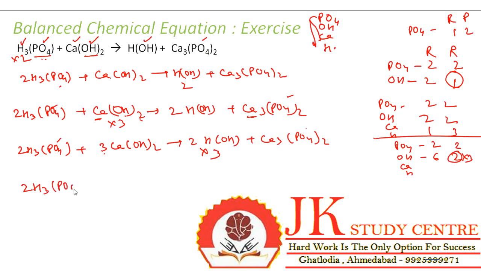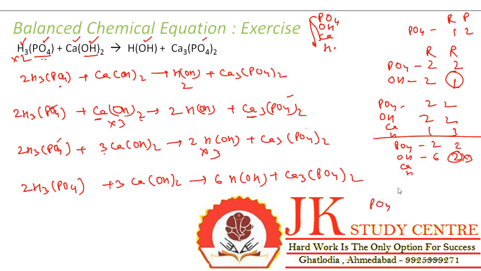So now you get 2H3PO4 plus 3 calcium hydroxide is equal to 6 HOH plus Ca3(PO4)2. Now let's again see the balance thing. So we have PO4, OH, calcium and hydrogen, and we have reactant and product.